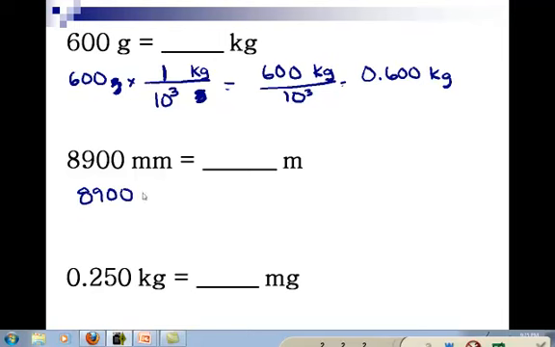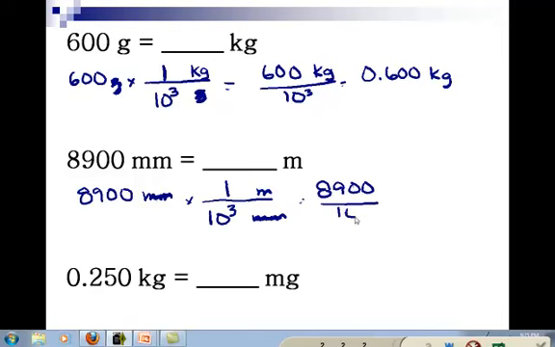Okay, so let's try the next one. 8,900 millimeters. Let's get that to meters. Millimeters is on the bottom, so I can cancel them out. What's larger, meter and millimeter? Well, meter is. How many spaces between meter and millimeter? There are 3. Now guys, I don't want any negative numbers on this part. No negative 3s, no negative whatevers. This exponent always remains positive. My millimeters cancel out, and I have 8,900 divided by 10 to the third meters, which becomes 8.9 meters.